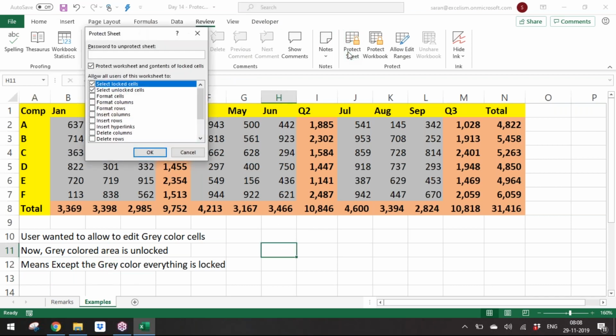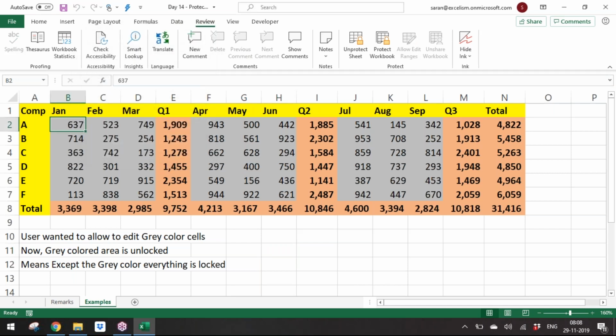Now let's look into the first type of protection. We give the password. Now, allow all users of this worksheet to select locked and unlocked cells? No, I don't want to allow locked cells. What I told you, in the first type of protection, I'll not even allow the user to go into the protected cell. That's the reason I'm saying allow all users of this worksheet to select only unlocked cells. Now let me click OK.